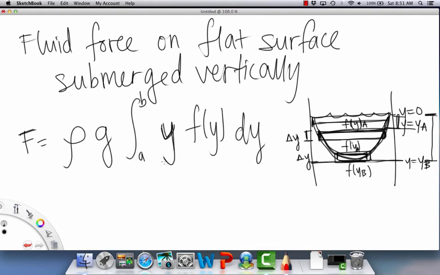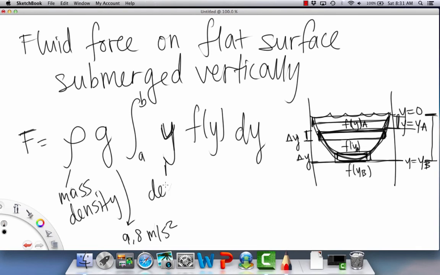Okay, so again, this is your mass density. g is 9.8 meters per second squared. y is your depth. f of y is the horizontal distance. Okay, so this is your horizontal distance. And dy comes from the delta y's that are all going to be added up. Okay?